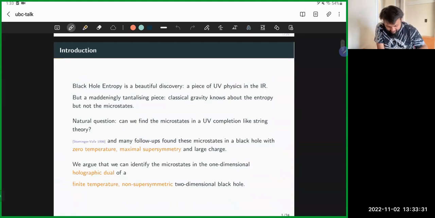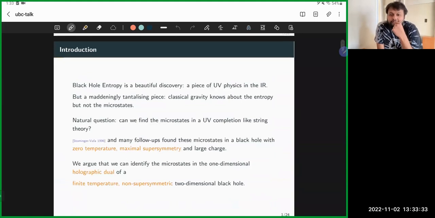And so to start the whole thing, as we all know, black hole entropy is both amazing and annoying. It is amazing because it is a piece of UV physics you can see in the IR, just from classical gravity. It is annoying because classical gravity tells you how many states there are, but doesn't tell you what those states are. So the natural question is, okay, let's go away from classical gravity.